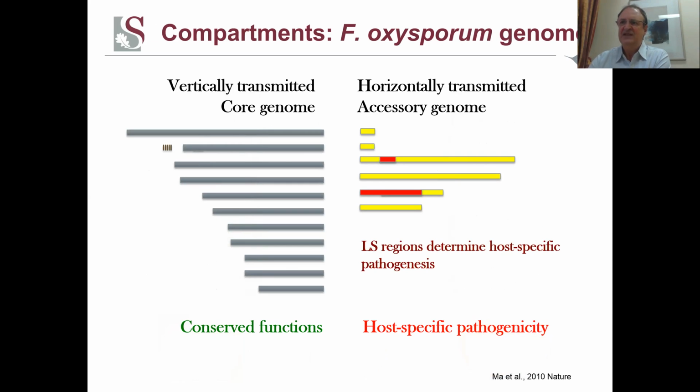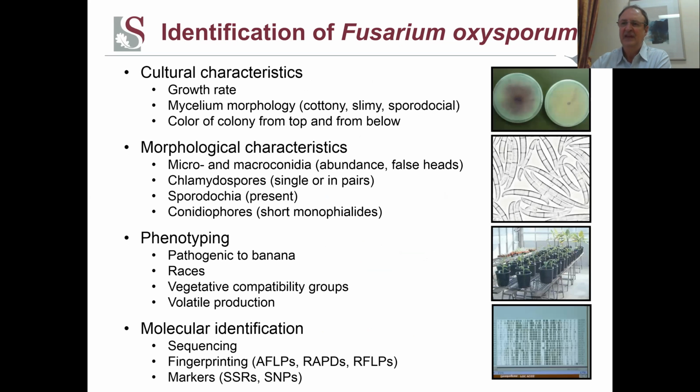This specificity in its pathogenesis is due to a very specific feature within the genome of Fusarium oxysporum. It basically consists of two groups within the genome, one with conserved functions that we call the core genome, and then the other set of chromosomes that is responsible for pathogenicity, and this is what we call the accessory genome. And it's important to realize this once we start working with the identification of the fungus.